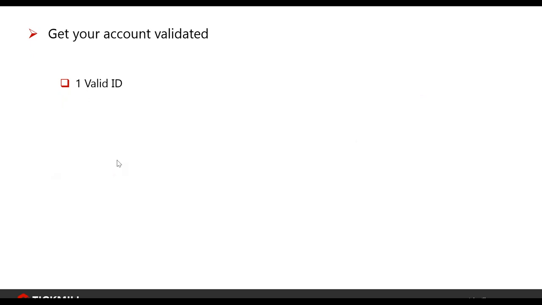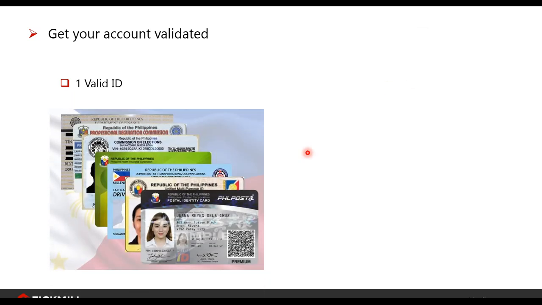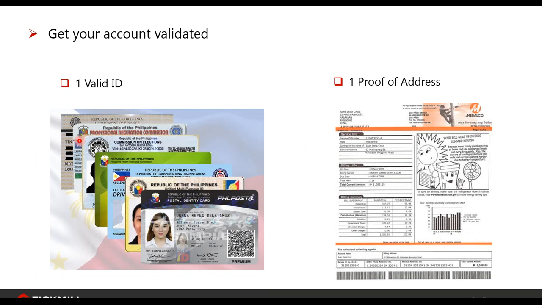So for Tickmill, we're very strict in terms of validating clients. So kailangan fully validated na tayo. I think some of the attendees can attest to that because I'm seeing some clients already. So you have to provide one valid ID and one proof of address. So the valid ID, government issued ID po siya, TIN, PRC, voter's ID, driver's license, UMID, postal ID are accepted, but PhilHealth, we're not accepting it. PNP ID for police or in the military, you can also use that ID. Passport, that you can also use.